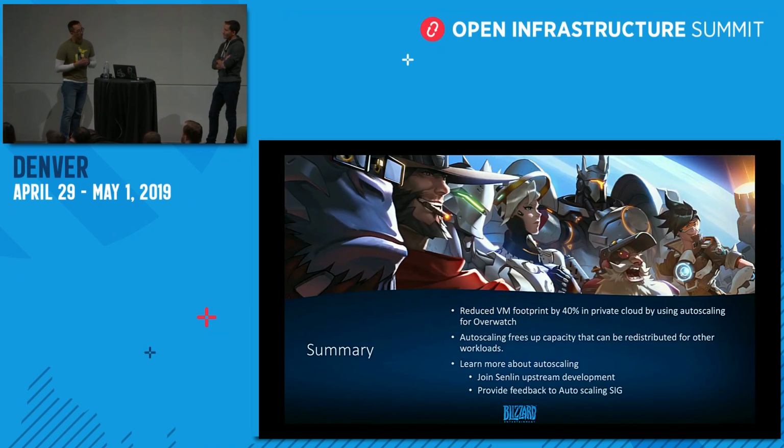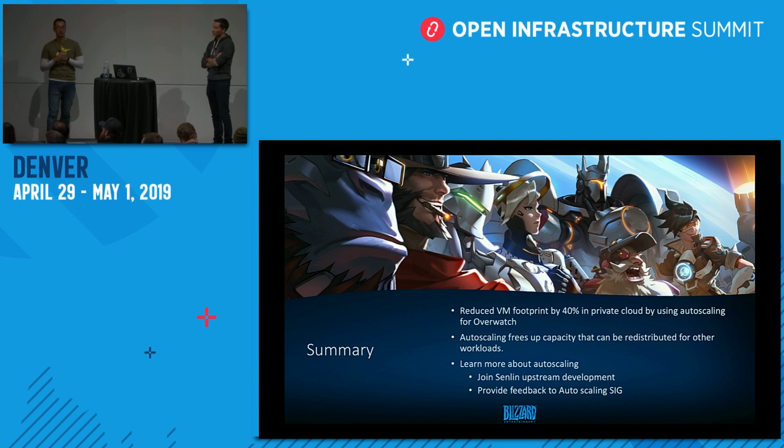So in summary, after we introduced autoscaling for Overwatch, we saw an overall 40% reduction in the VM footprint used by Overwatch. And that freed up capacity that we were able to redistribute to other game services and workloads within our private cloud. If you'd like to learn more about autoscaling, please join us in the Senlin upstream development. We are both very active in IRC, and also provide feedback to the autoscaling SIG, which is basically trying to address all the larger autoscaling use cases and problems.